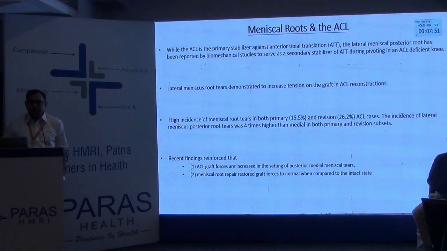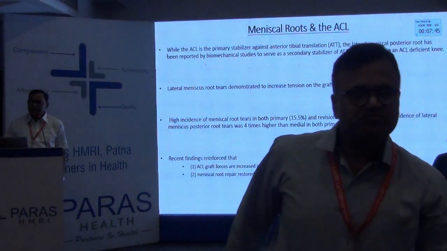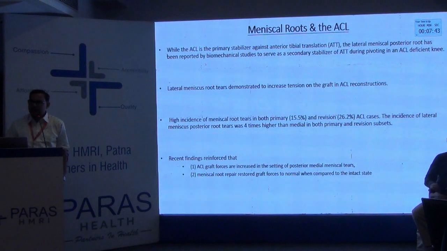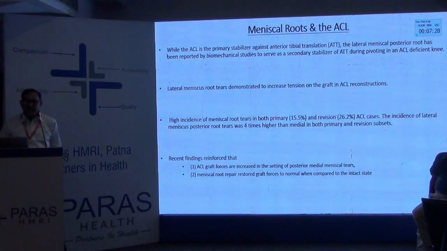It is also associated with ACL injuries. The biomechanics is that the ACL is the primary stabilizer against anterior tibial translation, and the lateral meniscus posterior root has been reported by a biomechanical study to serve as a secondary stabilizer of anterior tibial translation during pivoting in the ACL deficient knee. A lateral meniscus tear has been demonstrated to increase the tension of the ACL graft in ACL reconstruction. So if the patient has an ACL tear with a root tear, and you do only the ACL reconstruction, then there is a high chance of failure due to the increased tension of the graft.